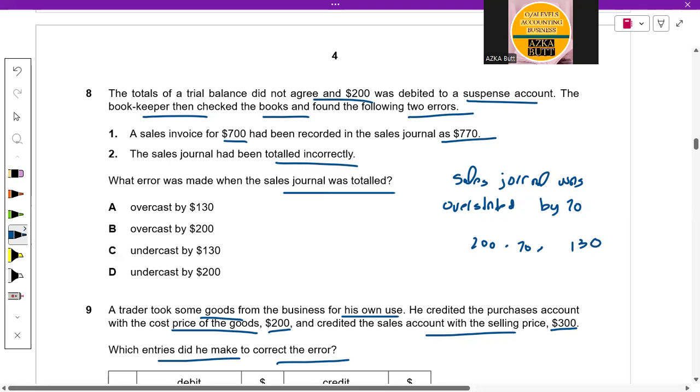So in conclusion, since there is still a $130 discrepancy, and the sales journal was overcast by this amount, we can now conclude that the total error in the sales journal would be $200: $70 from the incorrect recording and $130 from the incorrect total. So that's why the correct answer would be B, overcast by $200.